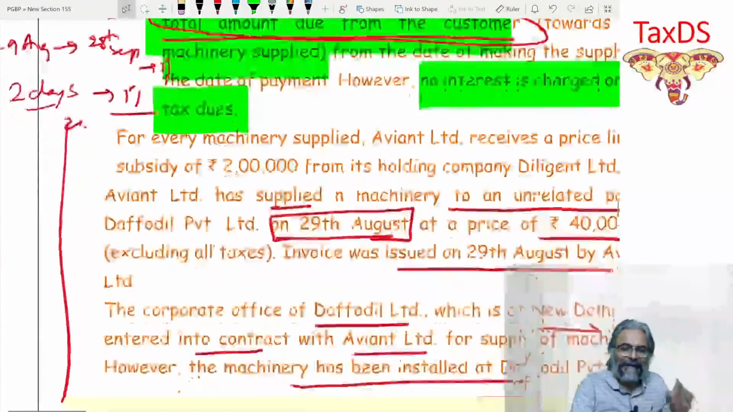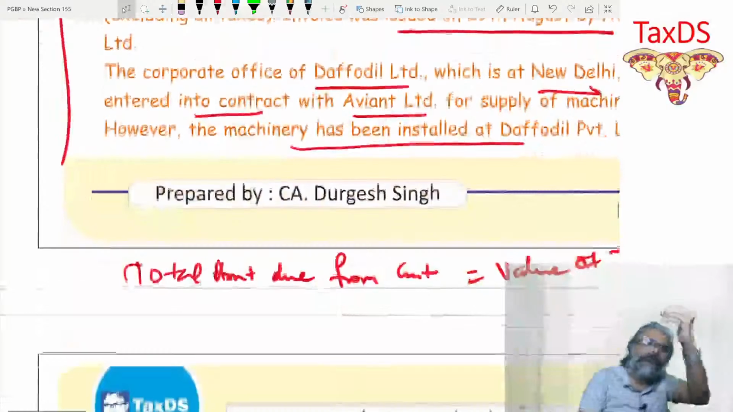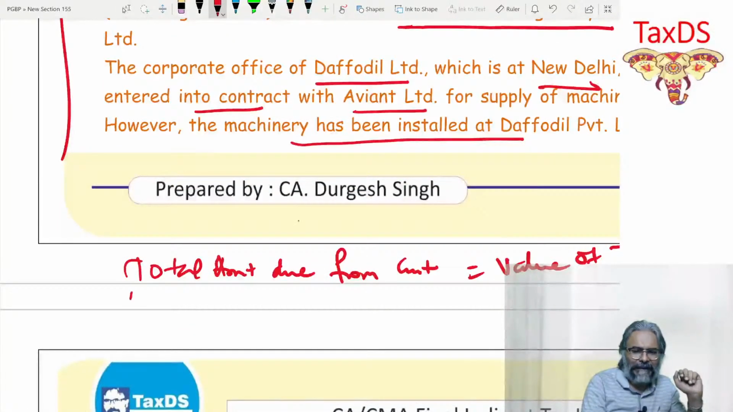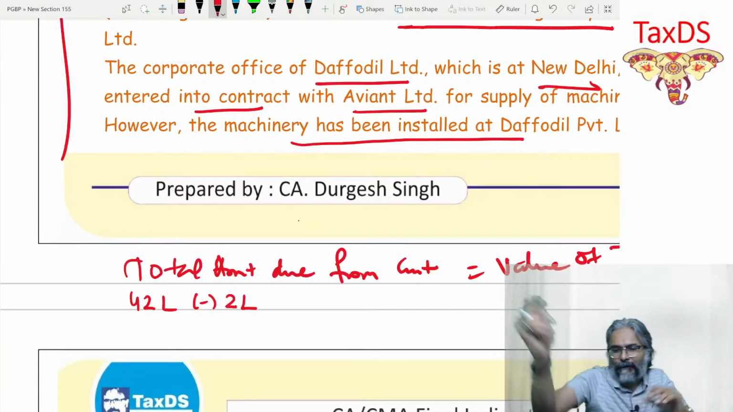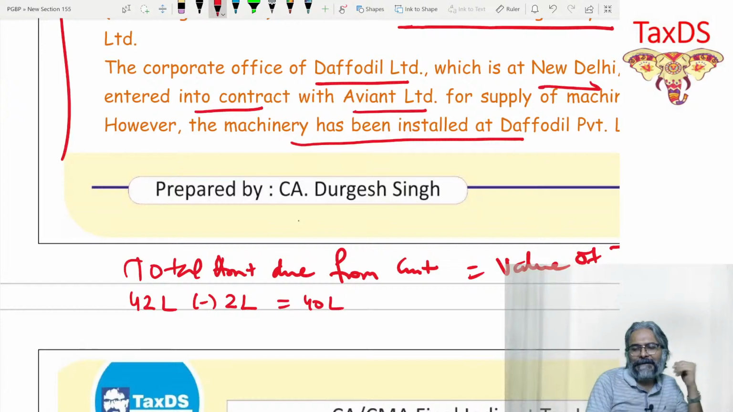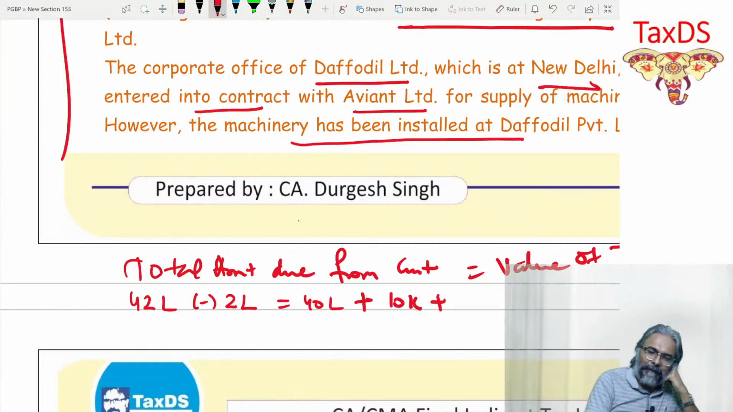Reason is very clear. Total amount due. How much have I charged? Think logically. How much have I charged? My wholesale price was 42 lakhs. But I have to give the subsidy effect. So what I've quoted to the customer was 40 lakhs. Plus the inspection charges, 10,000. Plus the installation charges, 1 lakh. So for that machinery, this is due.